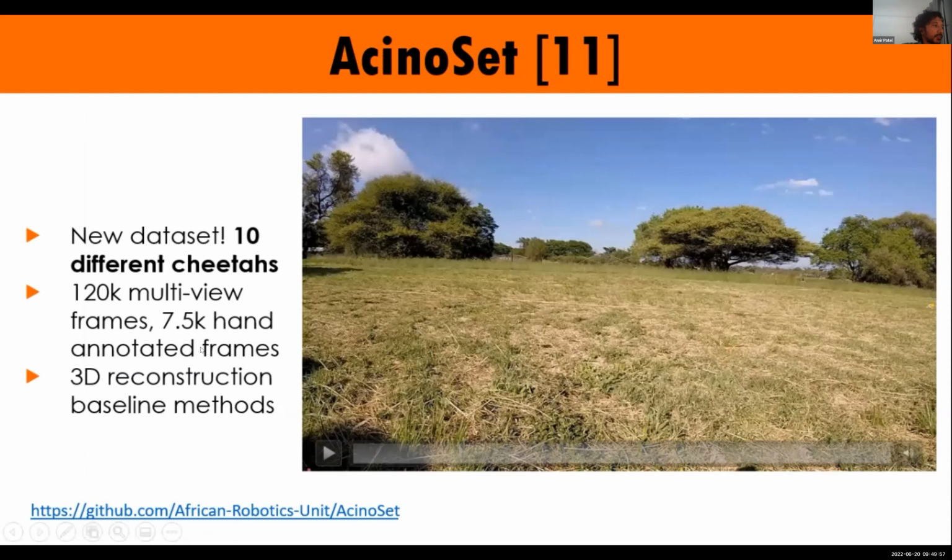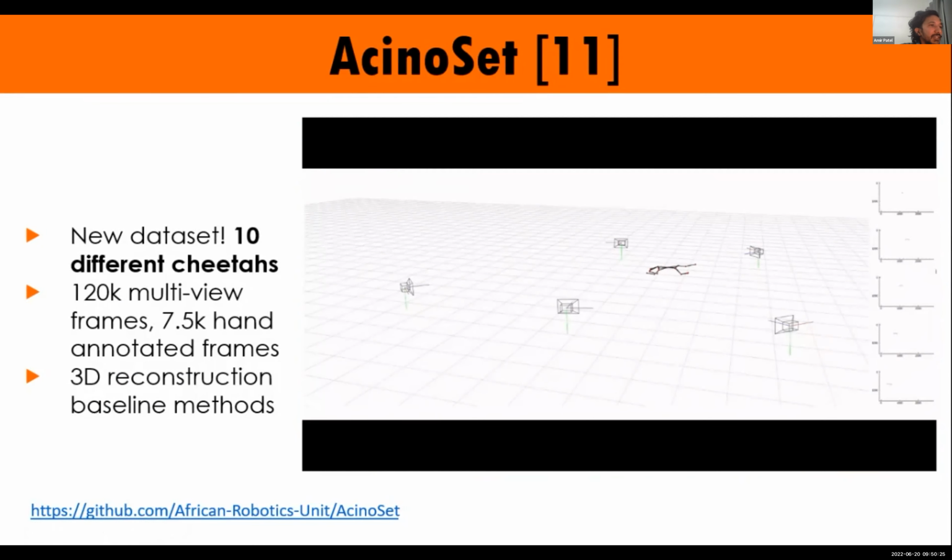Okay, so as part of the paper, we also released the AcinoSet, which is a new data set which contains 10 different cheetahs, 120,000 multi-view frames, 7,500 hand annotated frames, and then we've also got the 3D reconstruction baseline. So definitely check it out if you want a challenging data set to try out. And yeah, I think it would be great if more people applied their methods to it.